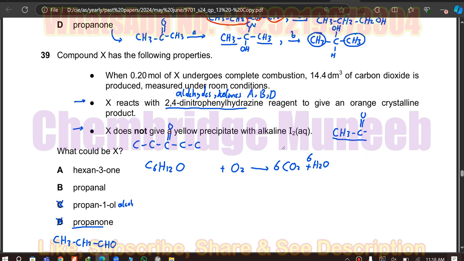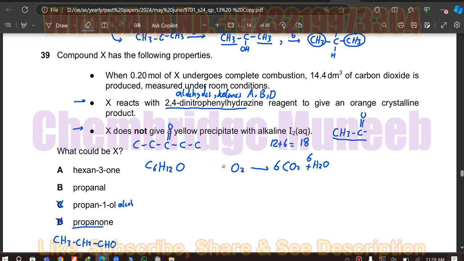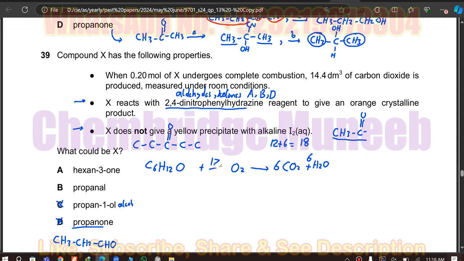The oxygen on the right side is 12 plus 6, which is equal to 18. There are 18 oxygen on the right side. On the left side we have 3 oxygen atoms. So what I will do, I will multiply this oxygen molecule with 17 over 2. This is for the O2 molecule, so the 2 will cancel the 2, and I will get 18 oxygen on the left side.